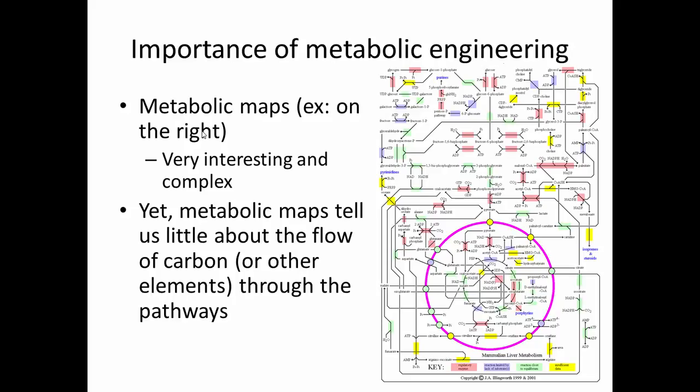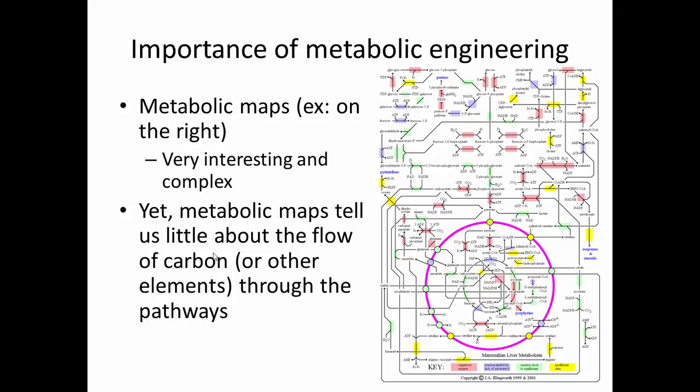So metabolic maps are very interesting. Here is a metabolic map. Very complex, lots of stuff going on. You can see the TCA cycle, the Krebs cycle right here. You can see a lot of stuff coming off of it, a lot of stuff feeding into it. And that's great. You've got a nice metabolic map showing what goes where.